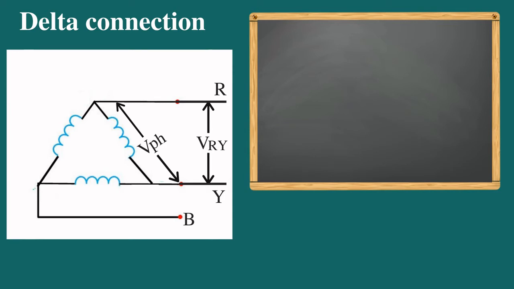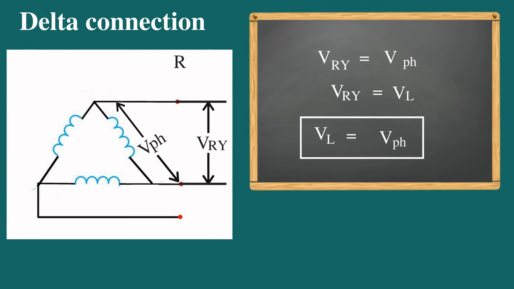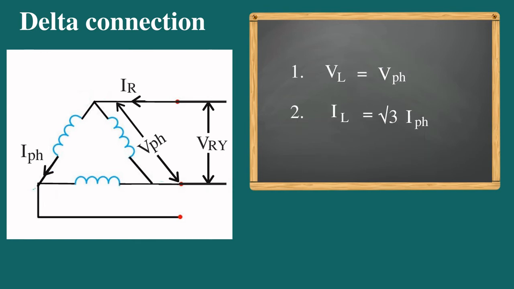Now coming to the voltages, VRY is between line R and line Y. So VRY is line voltage and VPH is across a phase. So VPH is phase voltage. Now we can clearly see these both the voltages are parallel to each other, so both will be same. So from here VRY will be equal to VPH and VRY is line voltage. So line voltage is equal to phase voltage. VL is equal to VPH for delta connection.